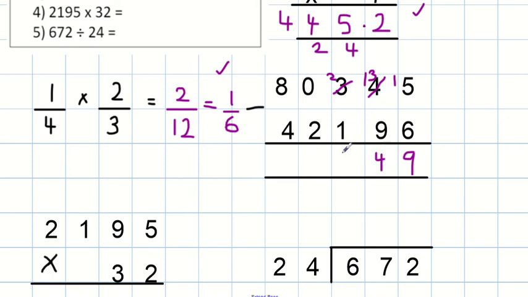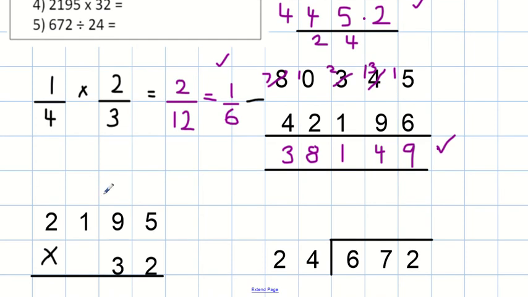2 subtract 1 is, that's right, 1. 0 subtract 2, that's going to give me a negative number again, so I'm going to do another exchange. 10 subtract 2 is, that's right, 8. And 7 subtract 4 is 3. So hopefully, Year 6, you're giving your answer of 38,149 a tick. If you need to pause now and review your calculation, please do so. Okay, number 4 then.